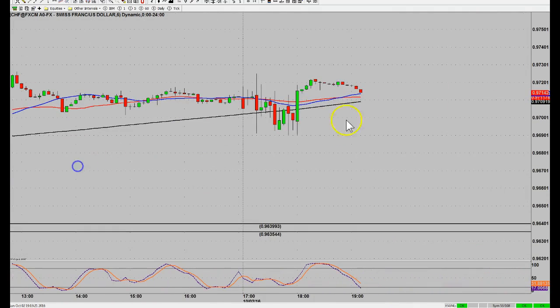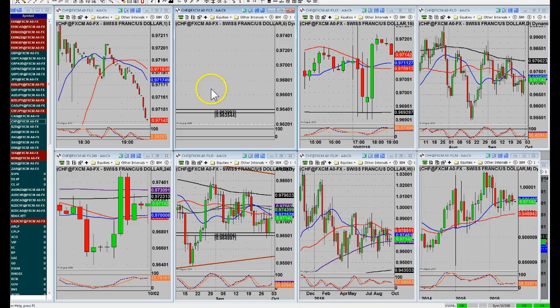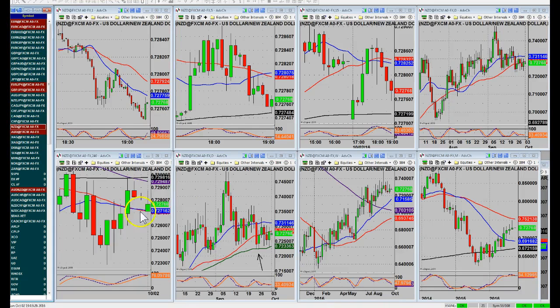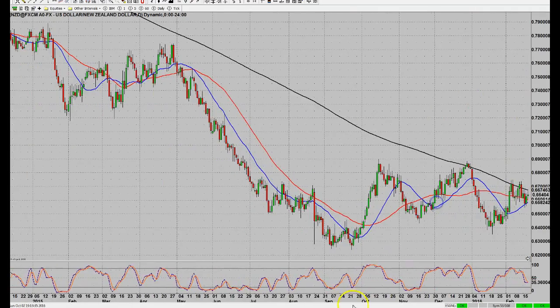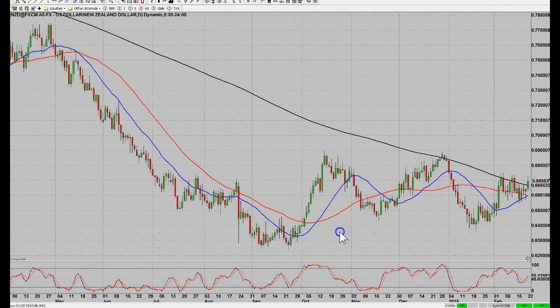All right, let's get away from this one. I'll just pick another pair. How about New Zealand? We'll just randomly pick something, and why don't we take a look at hourly, just for a change of pace here. We'll just go to an hourly chart.